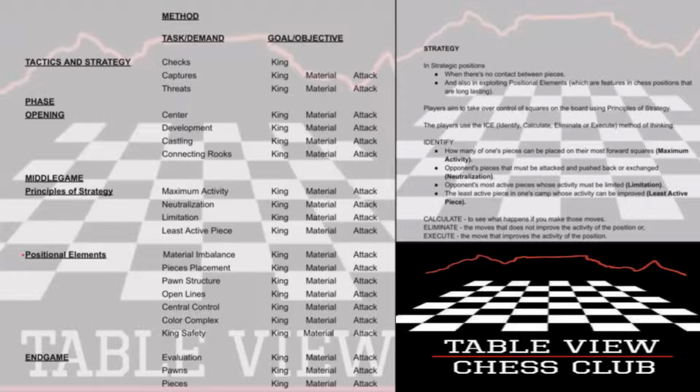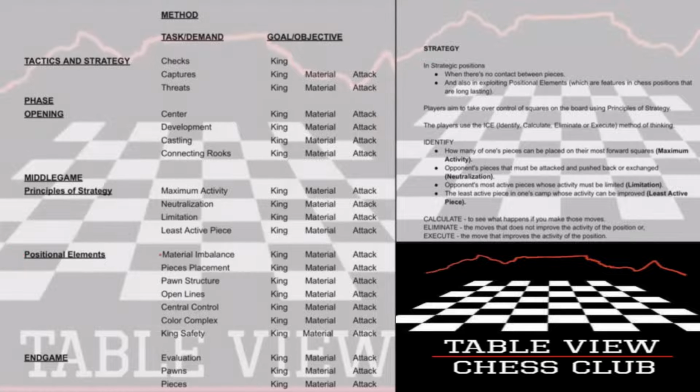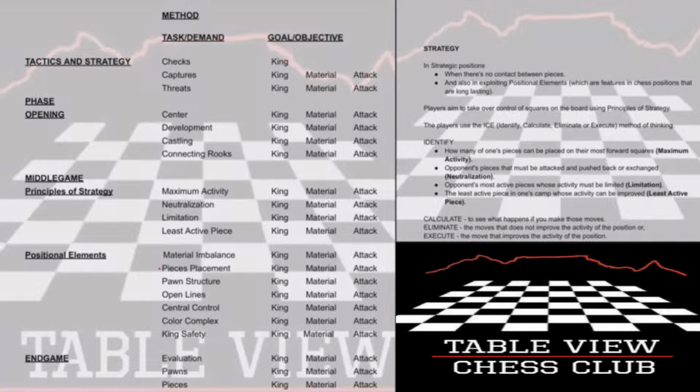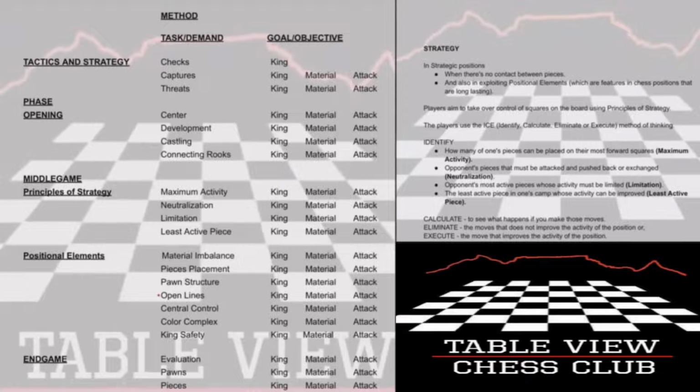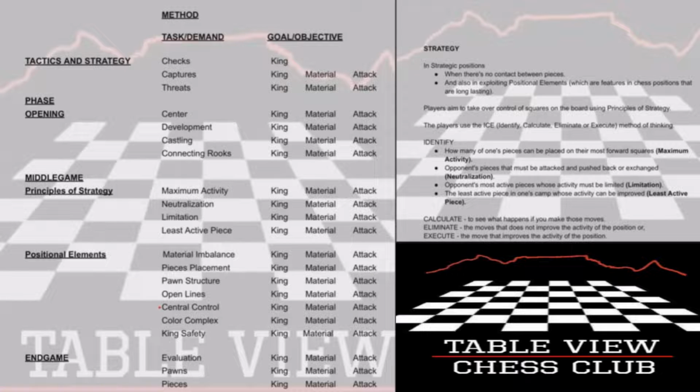So these structures, these positional elements, can be the material element of material imbalance, the element of pieces placement, the element of open lines, the element of central control, the element of color complex.